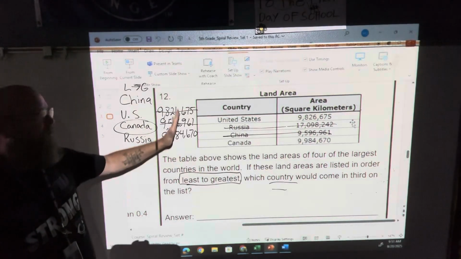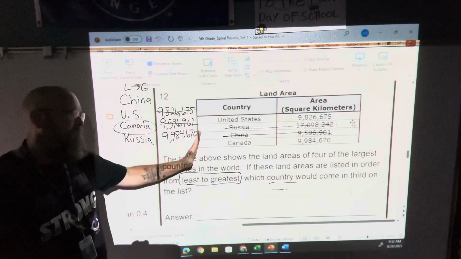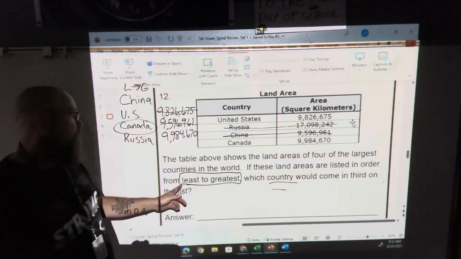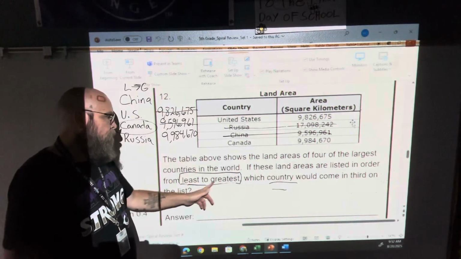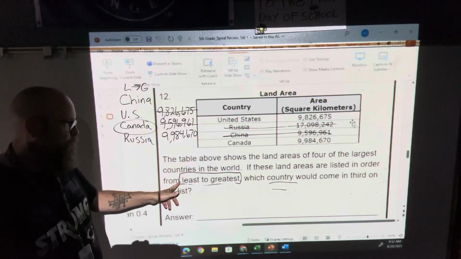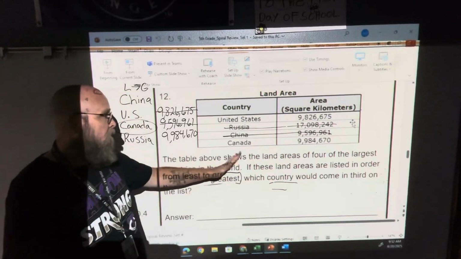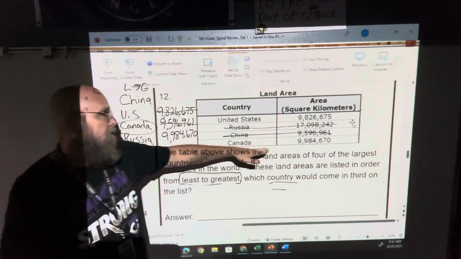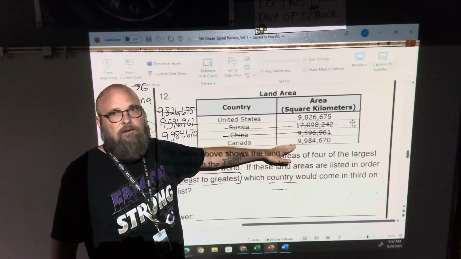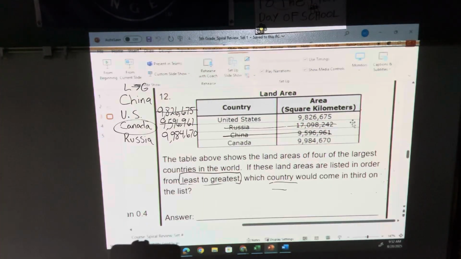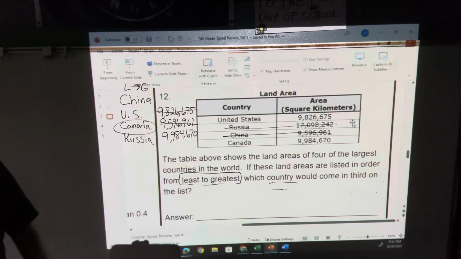Always write your numbers down, lining up the place values. Work from left to right. That's going to help you not make silly mistakes. I see a lot of problems where they don't do least to greatest. They're not reading that carefully. And I see a lot of answers where they didn't put the country name. They just put the number. So they wrote 9,984,670, and that's incorrect. I would mark it wrong because it's asking for the country. It's not asking what land area is third. It's asking which country is third.